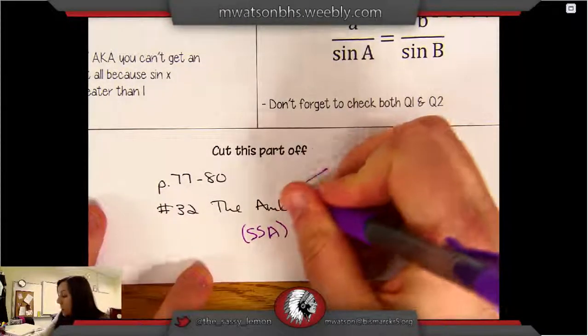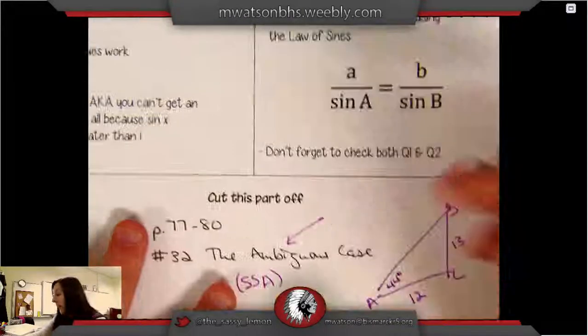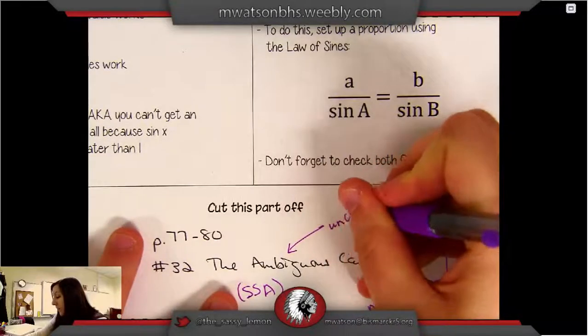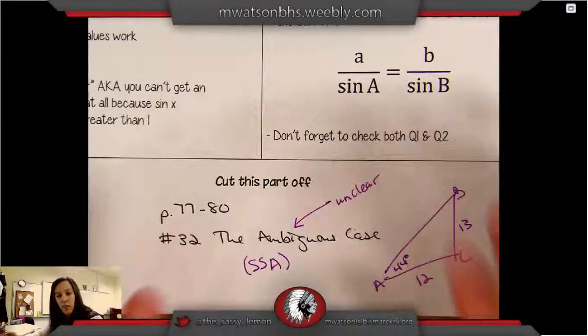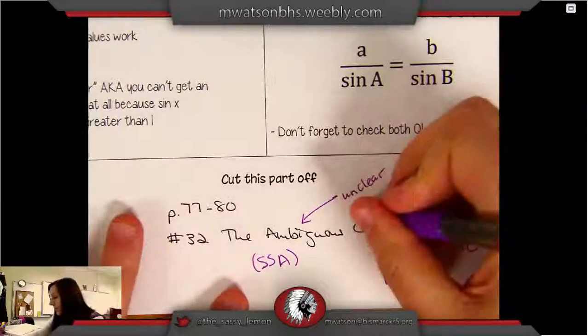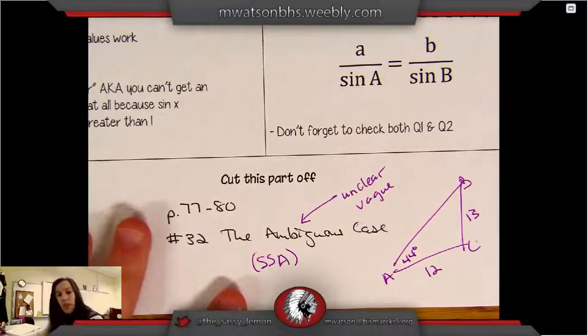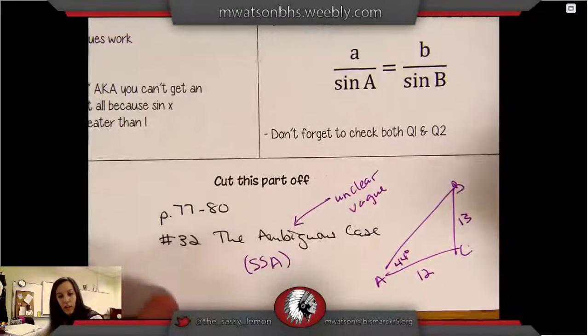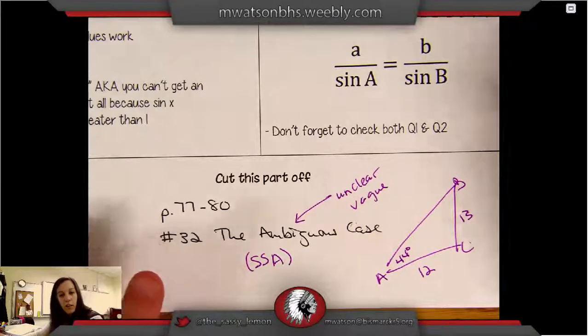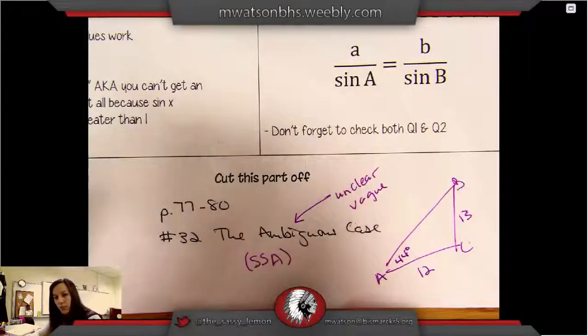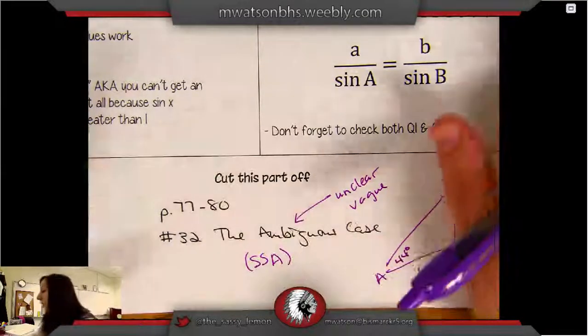Ambiguous, this word in case you didn't know, means unclear. When something is just a little bit vague, that's what ambiguous means. So side-side angle triangles are ambiguous. They're a bit unclear, a bit vague, and there's some mind stretching that's going to happen in this lesson.